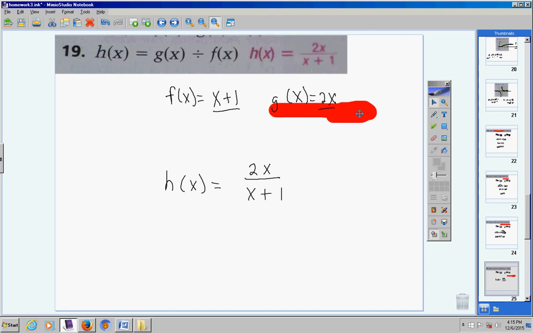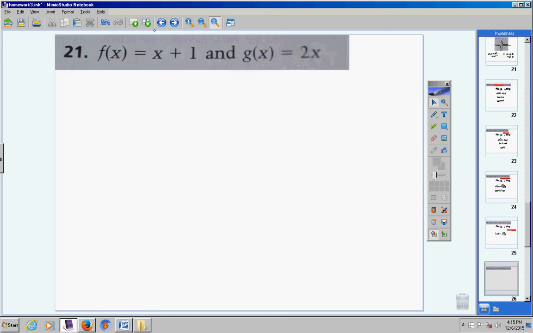Alright, moving on to number 21 through 25. We're going to do composition of functions. So here we go. We're going to do f of g of x and then g of f of x for each one. So here we go, number 21.